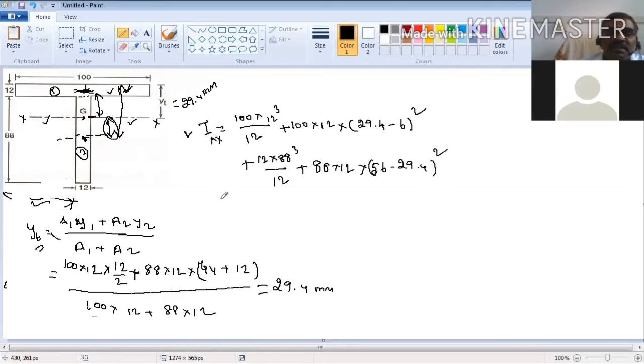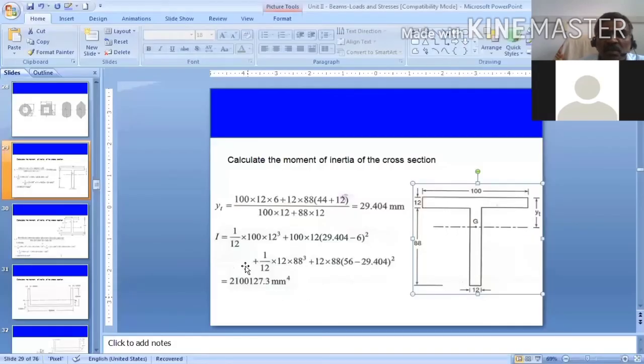So this will give you the Ixx. How to calculate this distance? This is 44 plus 12, which is 56. Now we can substitute the values and find the value of Ixx. This is the Ixx value.